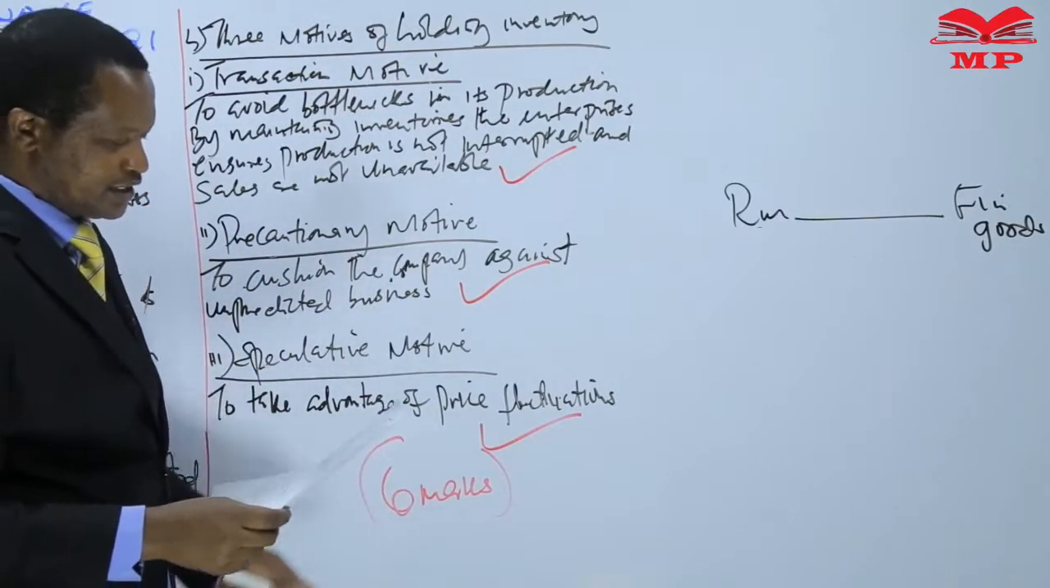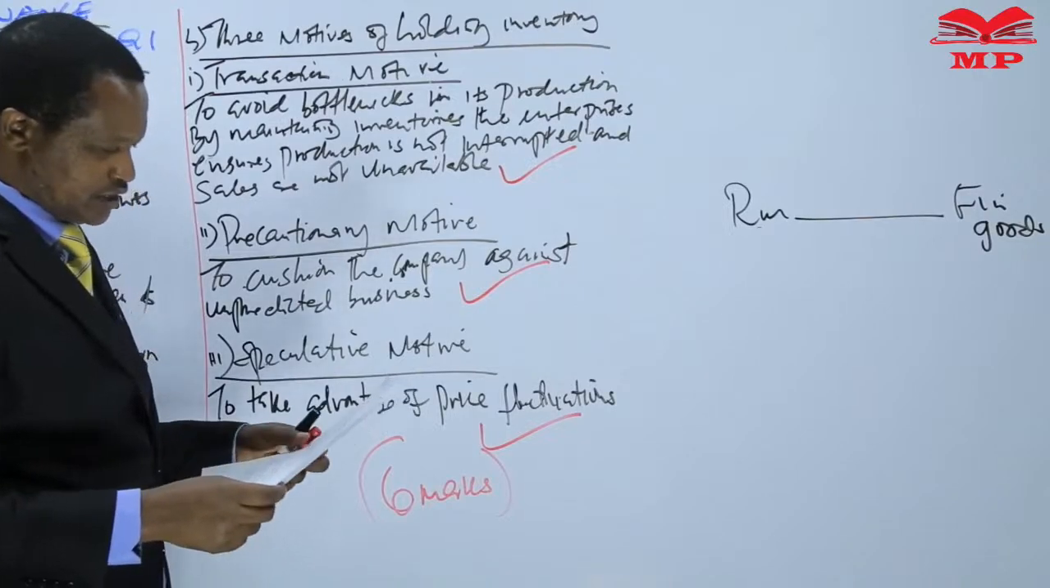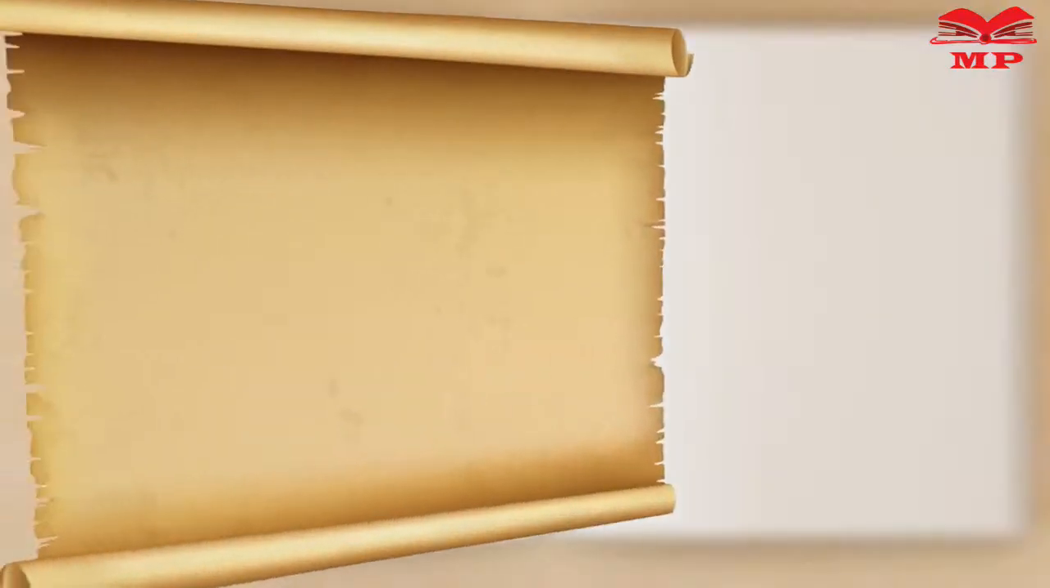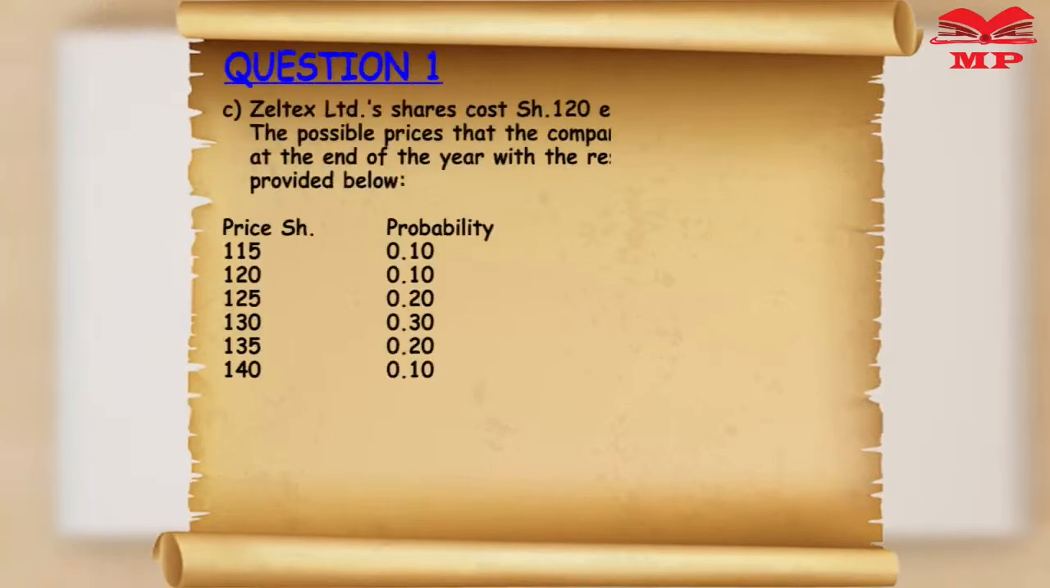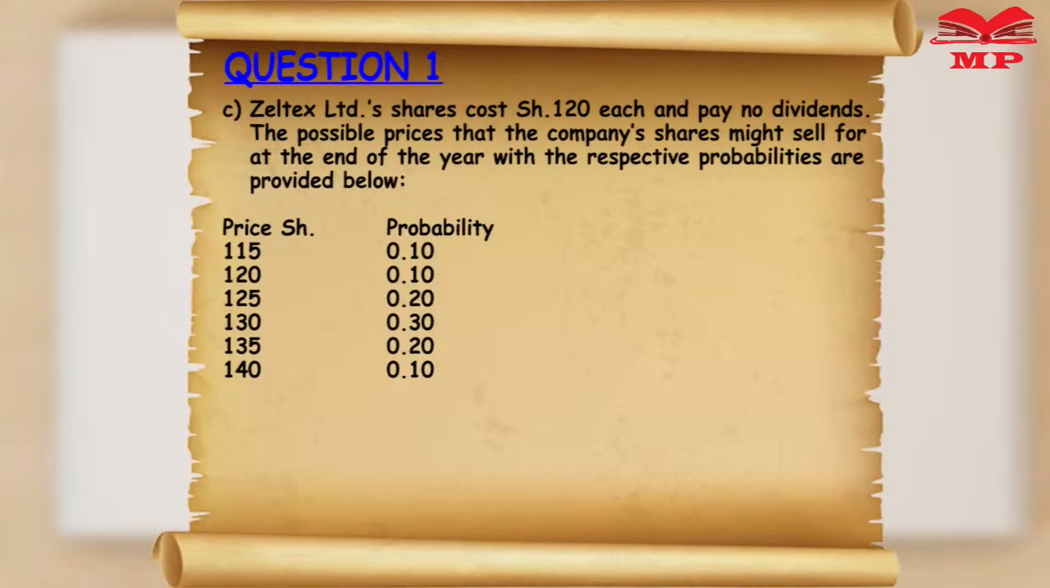So having done part A and B, we can now move on to answer part C. Let me read it. It says, Zeltex Limited shares cost 120 shillings each and pay no dividends. The possible prices that the company's shares might sell for at the end of the year with the respective probabilities are provided below.